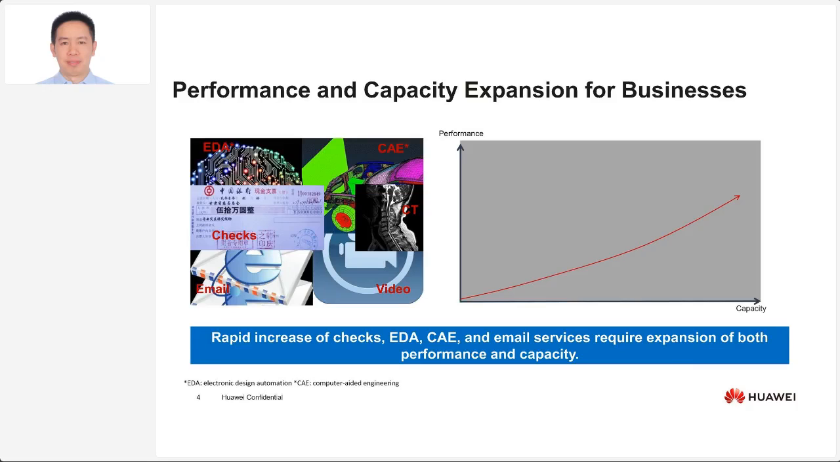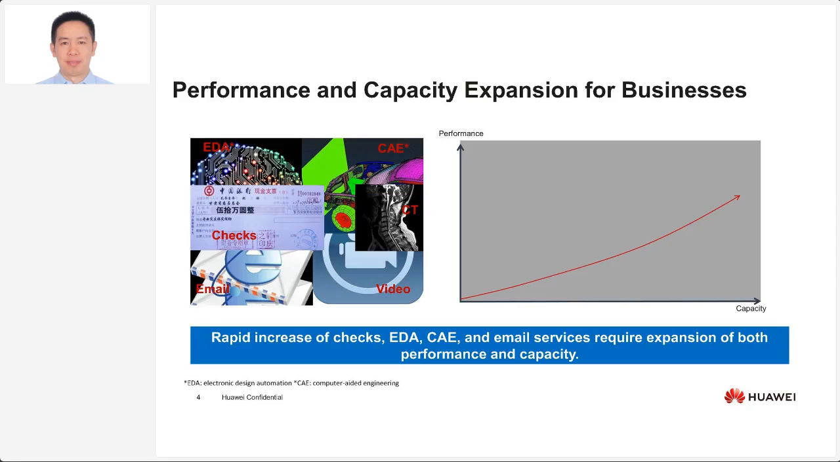Especially in some of the new areas like electronic design automation, we call it EDA, or CAE, computer aided engineering, there's a huge amount of data produced. And for sure, we also have massive email services, which also require the expansion of the storage. Both do require capacity and performance.